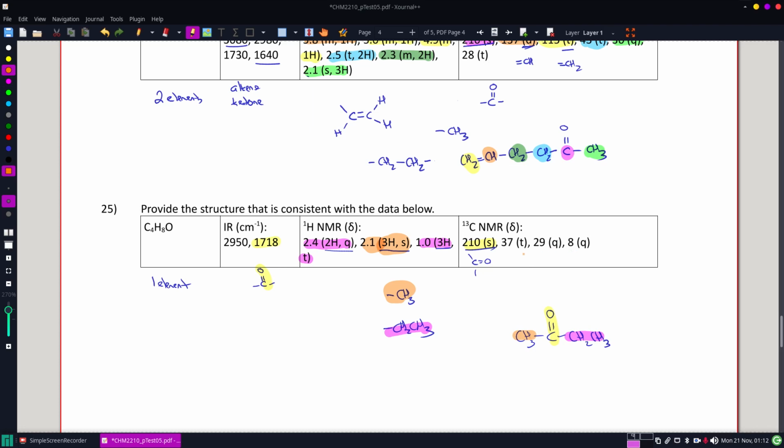Never really used much of my carbon NMR, but all these things are there. The most deshielded one, that quartet, has got to be that CH3, and then this triplet and quartet are these guys. The reason it's a triplet is because the first one only has 2 hydrogens on it. So that's the triplet. That's the quartet.